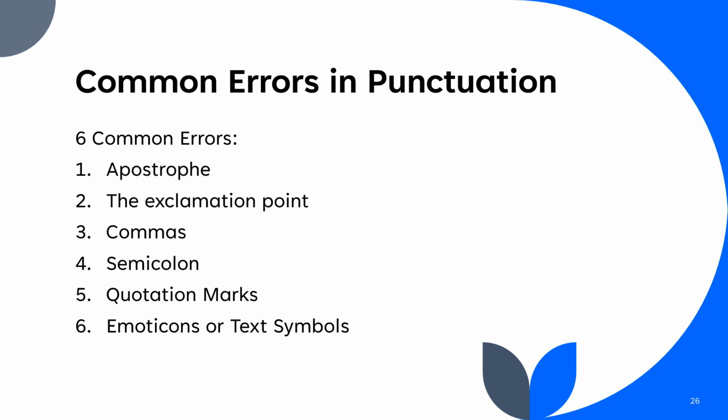Now let's turn to some of the more common capitalization and punctuation errors in English. It is important to understand the rules when you are writing in English. As for punctuation, I want to focus on 6 errors that are most common and easy to see quickly. These 6 are the apostrophe, the exclamation mark, commas, the semicolon, quotation marks, and finally emoticons or text symbols.